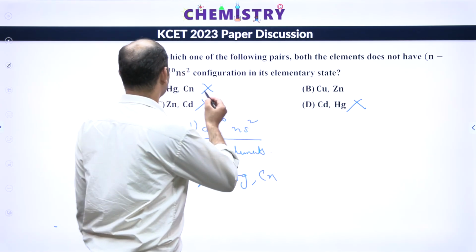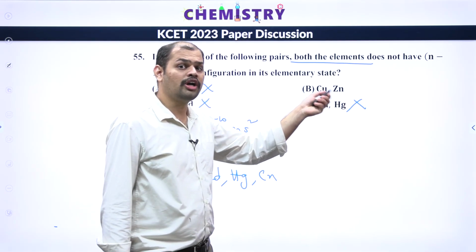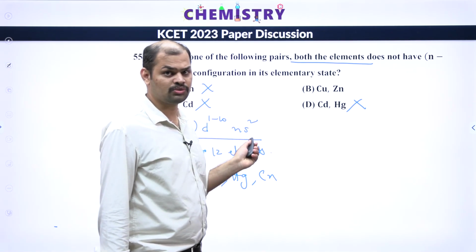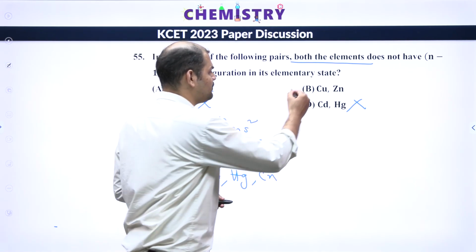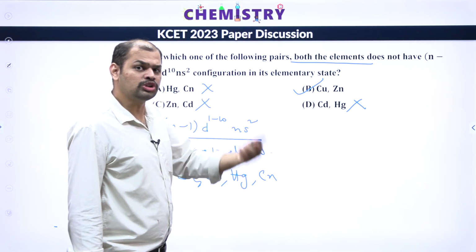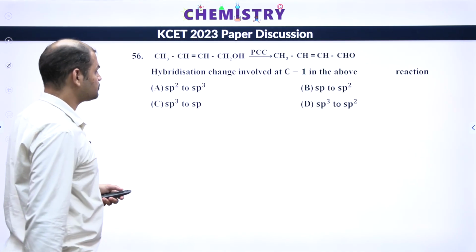In this question they have mentioned both the elements, but here only one element does not have this configuration. Even though there is no option for this question, most relatively we can take B. Frankly speaking, for this question no option is given, but the most relatable answer we can take is B. Is it clear? Done. Next question.